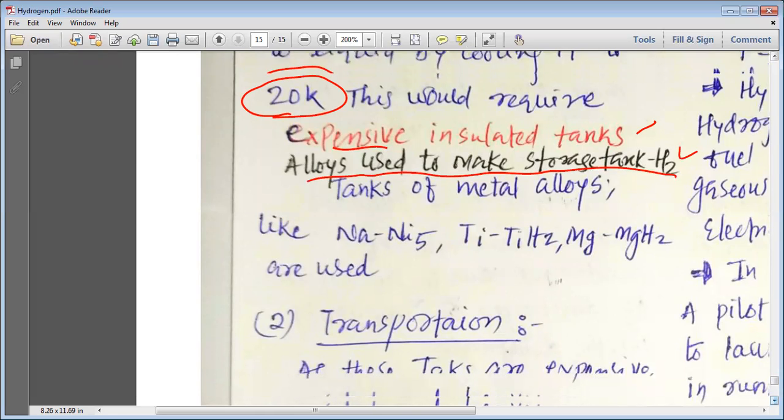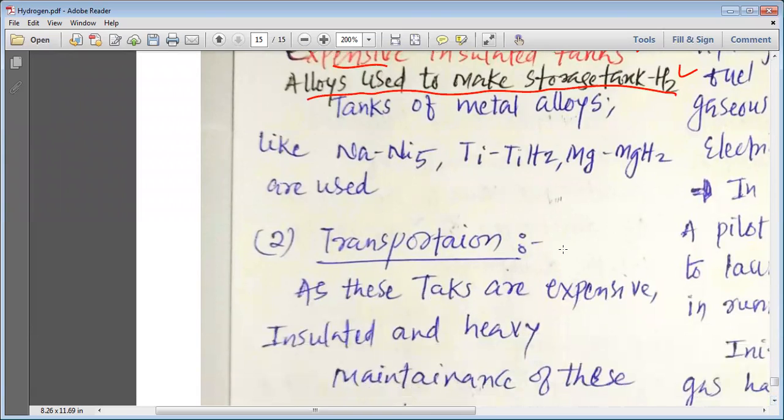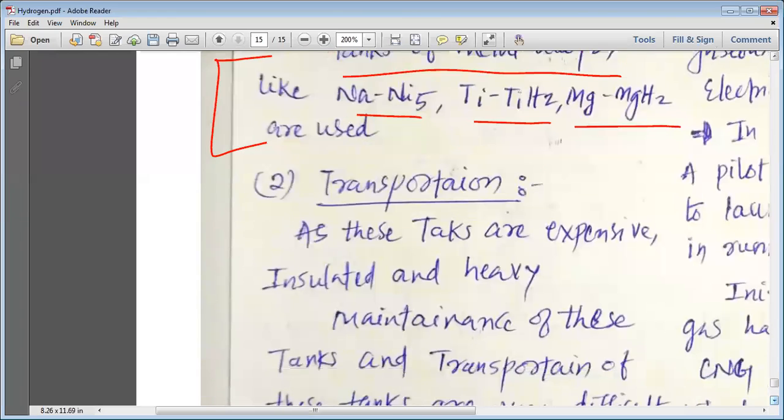Alloys are used to make the storage tank for hydrogen. We cannot use normal metals or normal alloys to store hydrogen, but we need a special kind of alloys like the NaNi5 alloy, or Ti2 alloy, or Mg2 alloy. These kinds of alloys are used, which may be expensive, or their density is very high.